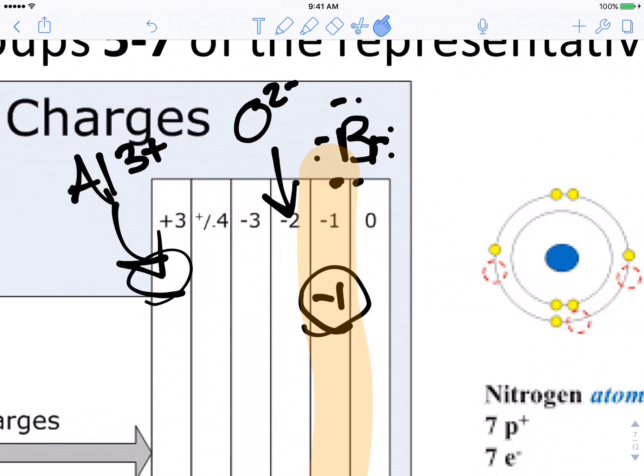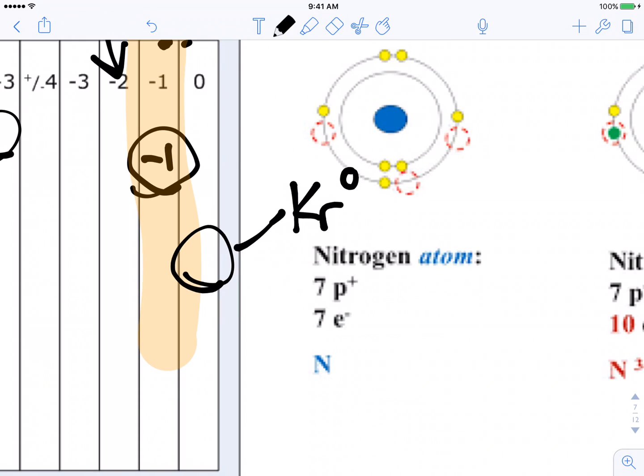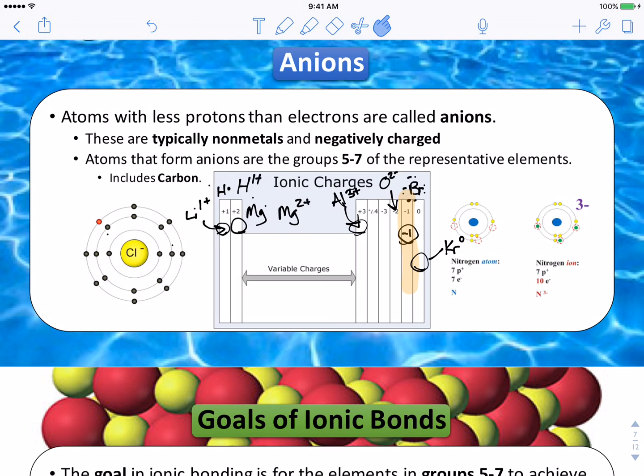Krypton. Good old krypton. Krypton is a noble gas. Krypton does not have an oxidation number. The reason is because krypton does not like to bond. It has 8 electrons, so krypton has an oxidation number of 0. So those are the examples you should have filled out at the bottom of page 1. Now turn over the page.